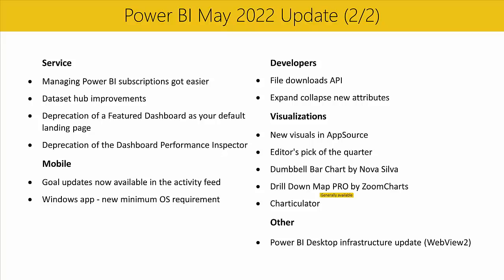Updated visuals include the Dumbbell bar chart by Silva, the Drill Down Map Pro visual by ZoomCharts, and the Charticulator visual, which is now generally available. This quarter's editors' picks are the PAF Now visual by Process Analytics Factory, the Power On Visual Planner Service visual by Power On, the Image Pro by CloudScope, and the Linear Gauge by Mac Software.